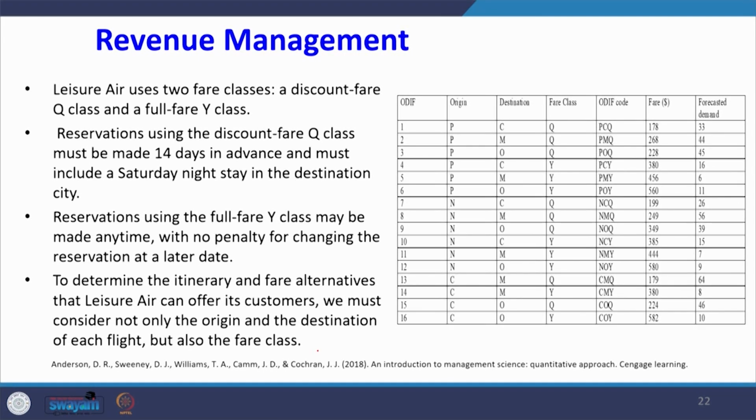Leisure Air uses two fare classes. They have two kinds of tickets: one is the Q type ticket, and the other is the Y type ticket, Q class and Y class.